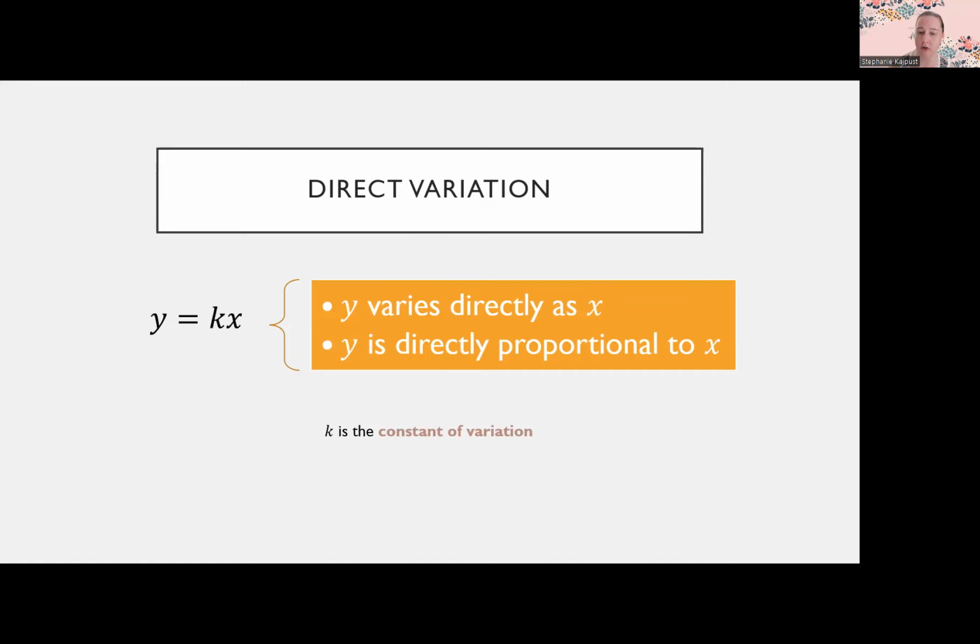So y is first, so it's going to be y equals. Then you see the word directly, and you basically say, okay, that means I need to have my constant of variation k, and then I'm multiplying it by what comes next. So when you see that word directly, think about multiplication by what follows.